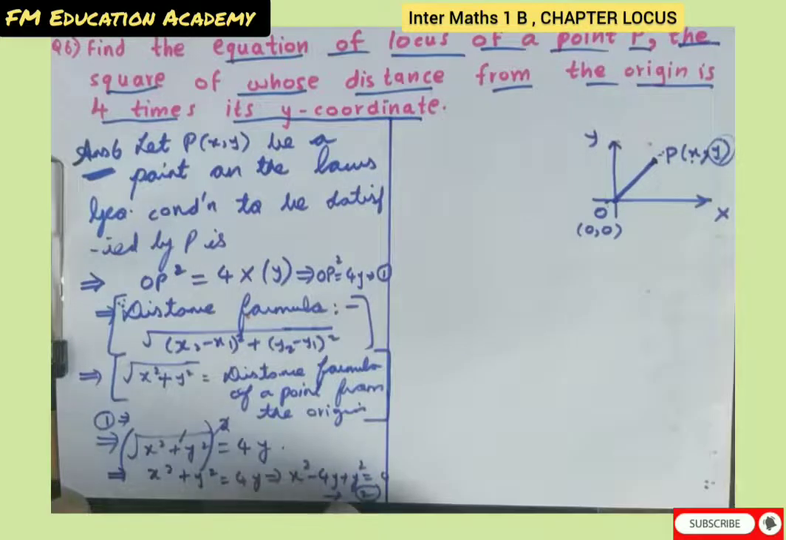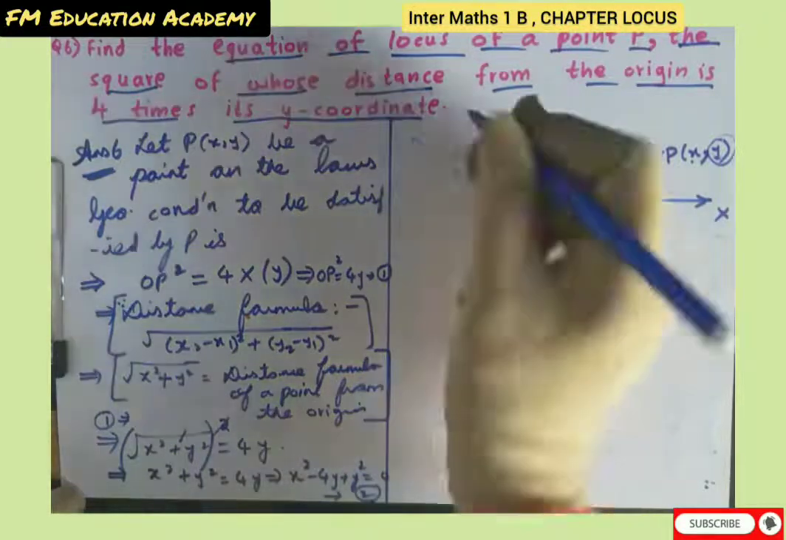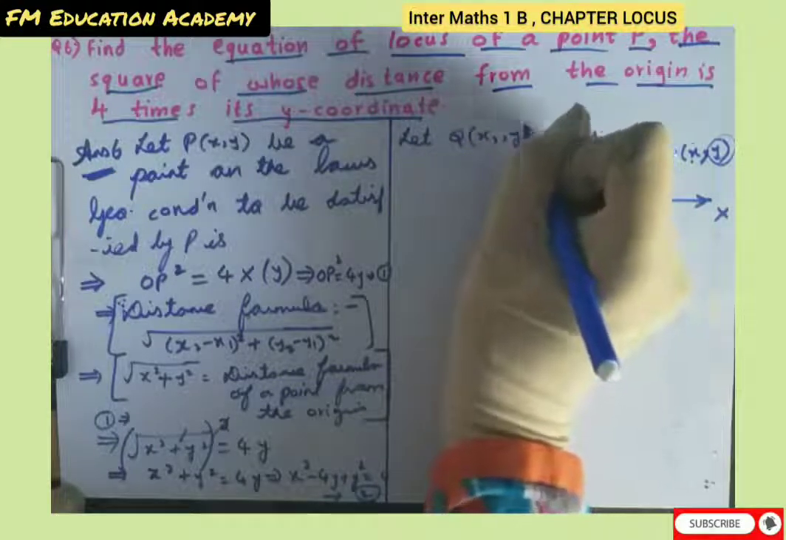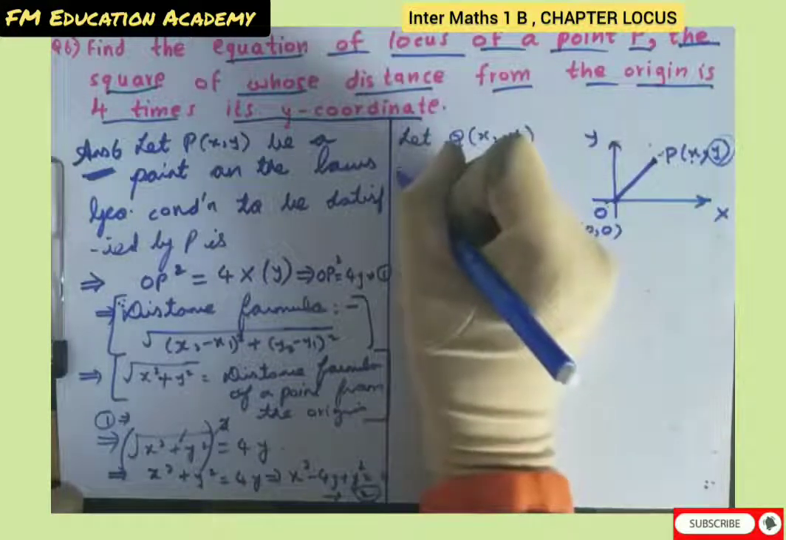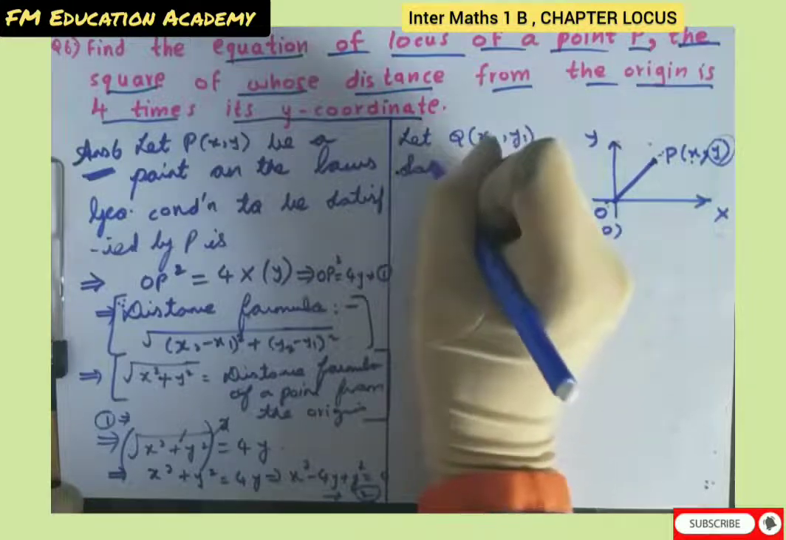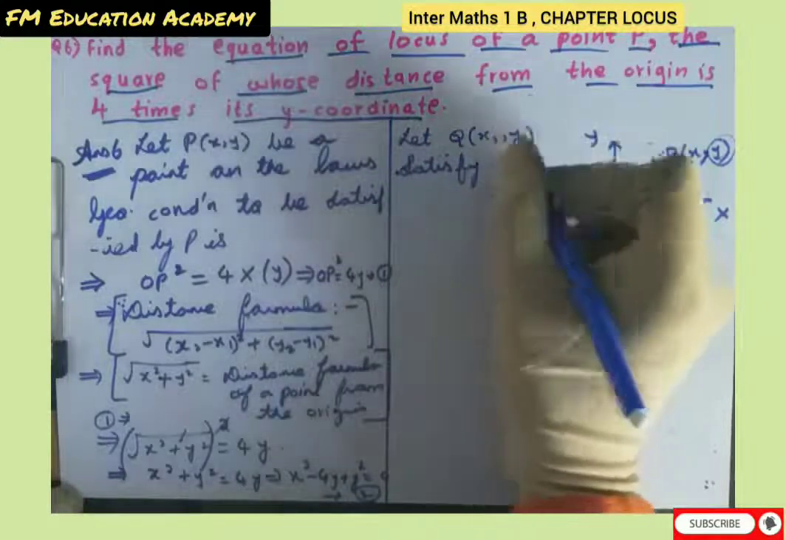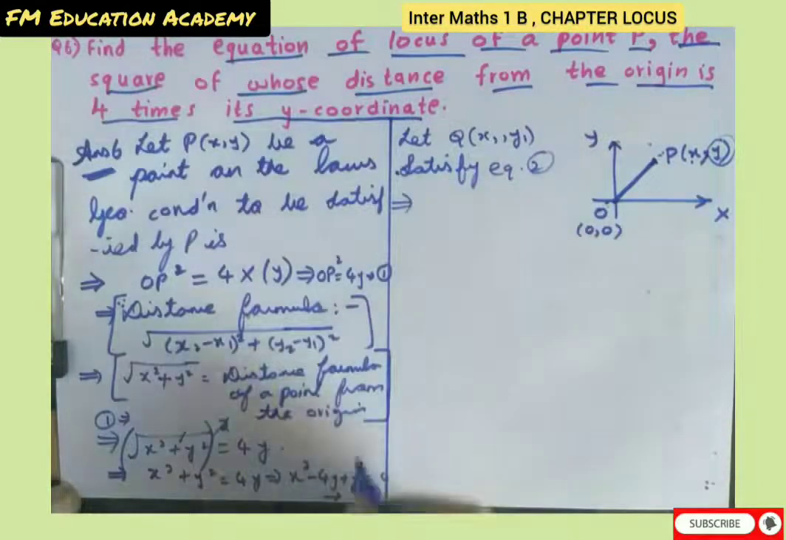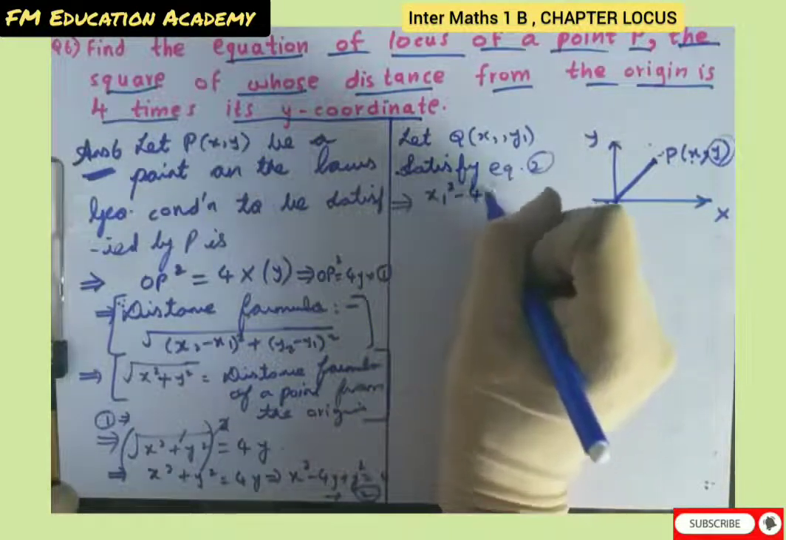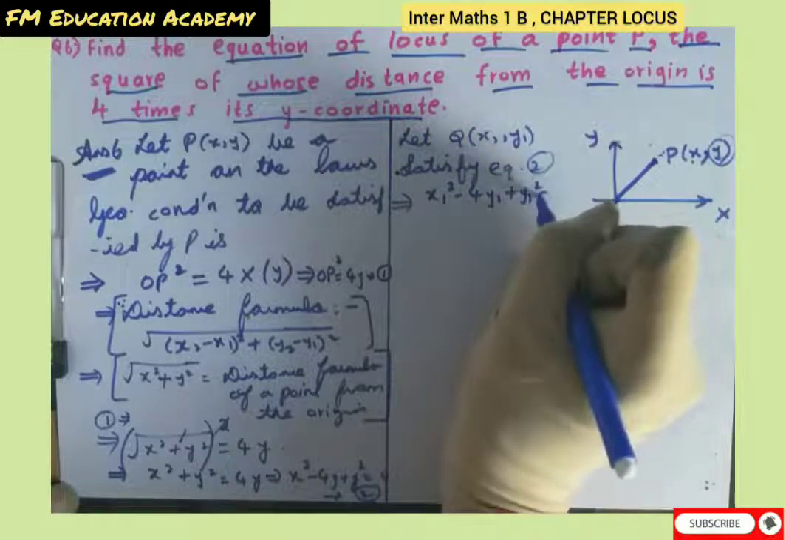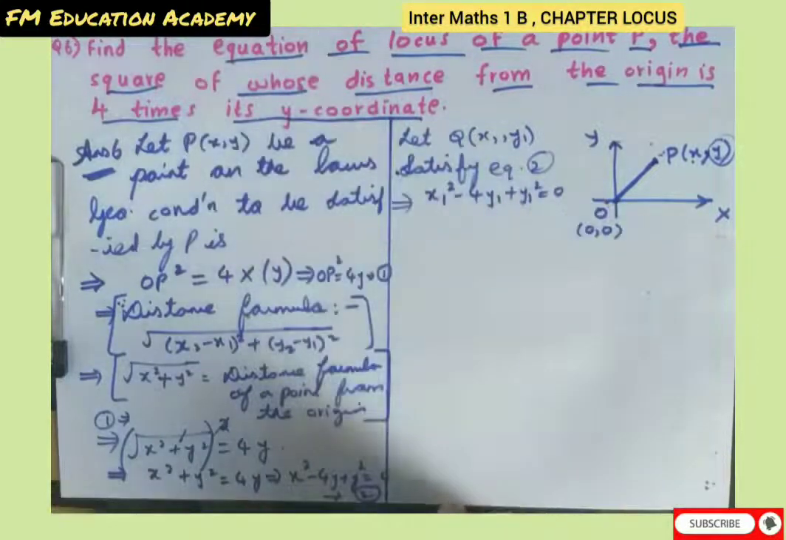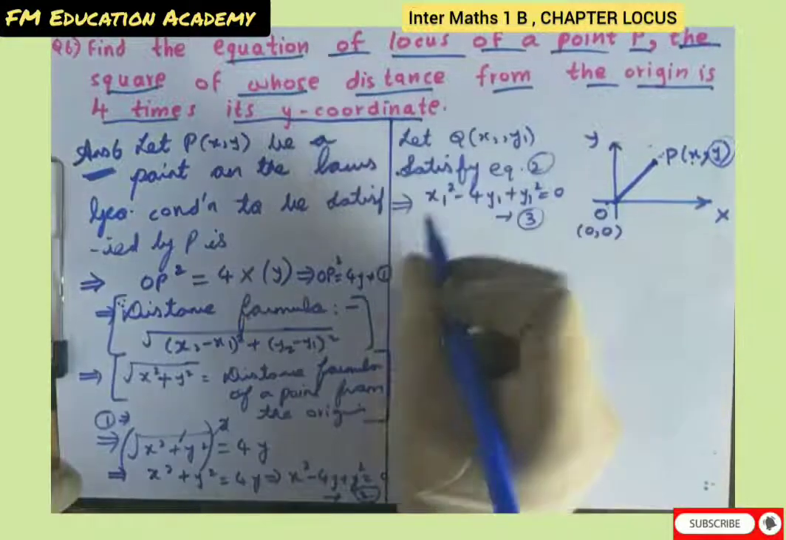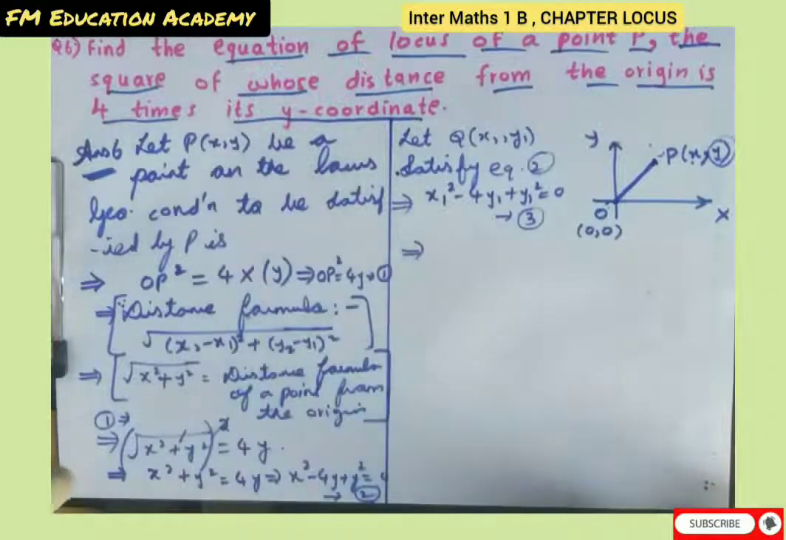So we need to verify this equation. How to verify this equation? We have to assume that there is a point Q whose coordinates are x1, y1, and that point will satisfy equation 2. So what will equation 3 become? x1 square minus 4y1 plus y1 square is equal to 0. How did we get this? We got that from equation 2. Let this be the third equation. Now we have to verify. Again, how to verify?